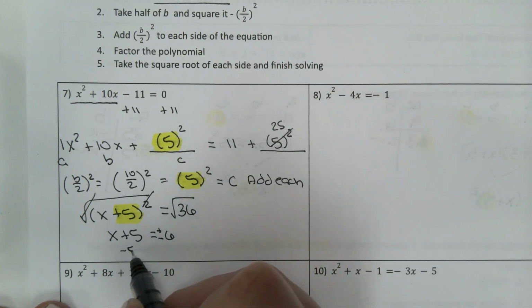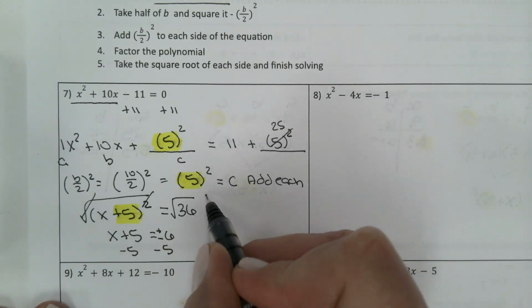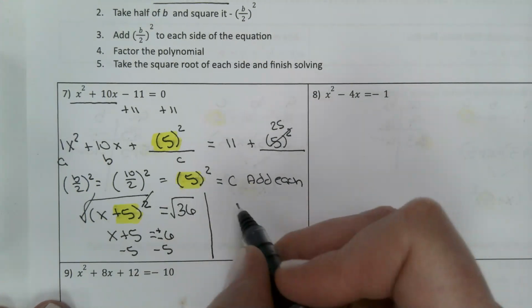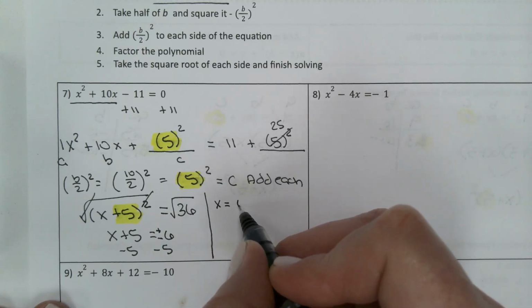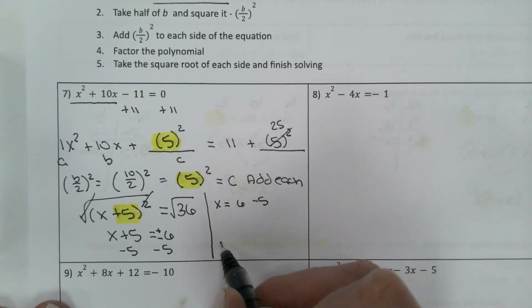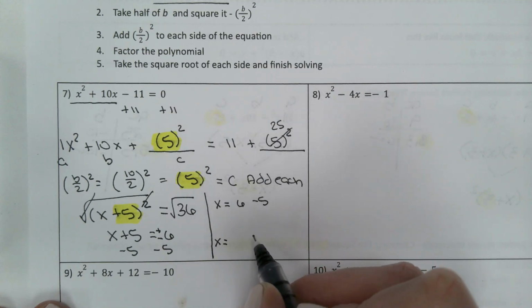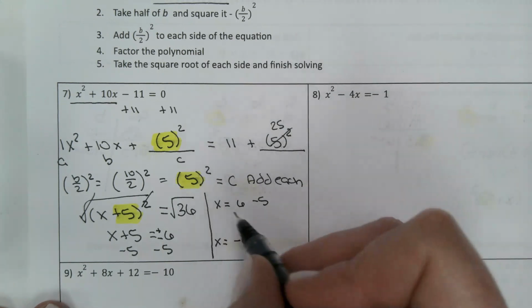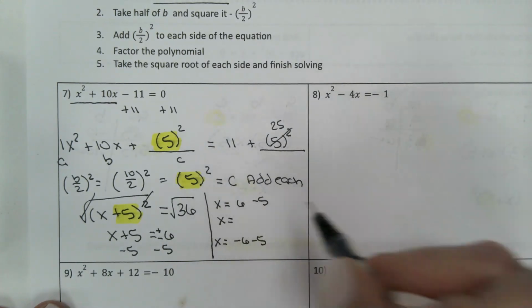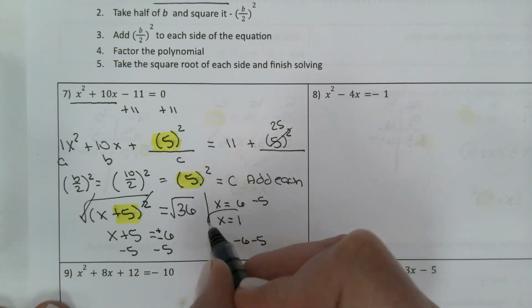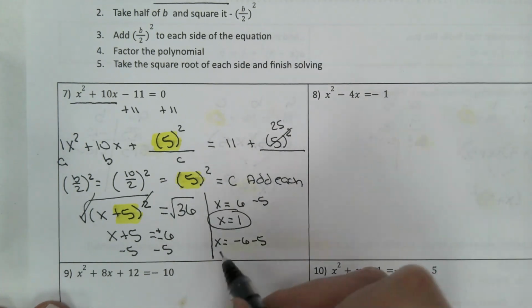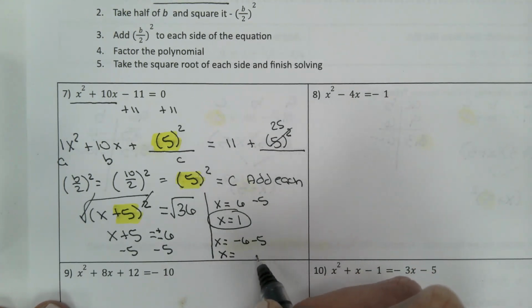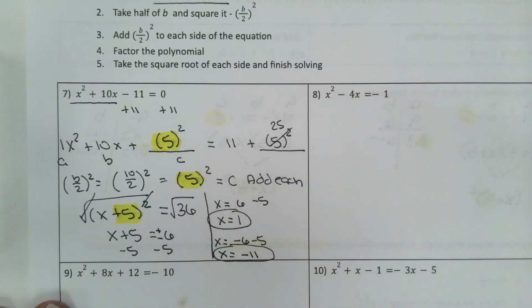Then I just need to subtract the 5 over to the other side. One answer is x equals 6 minus 5, and the other is x equals negative 6 minus 5. When I finish solving this, 6 minus 5 is 1, so one answer is x equals 1. Negative 6 minus 5 adds up to negative 11. So the answer to this problem is 1 and negative 11.